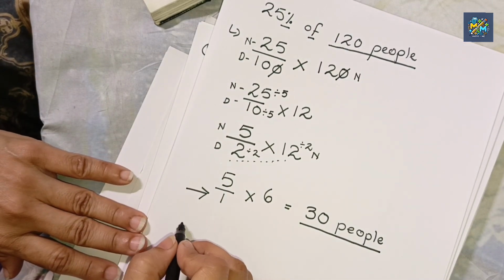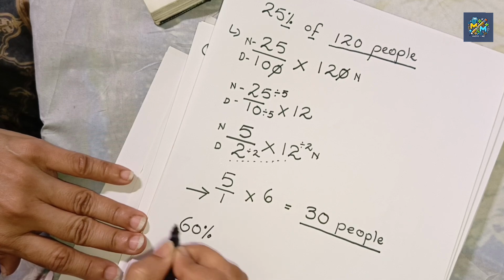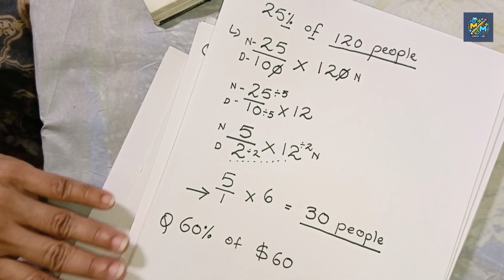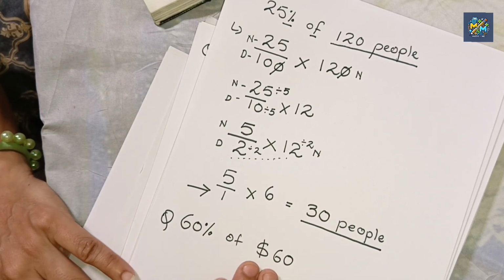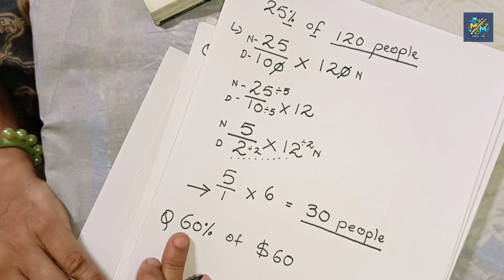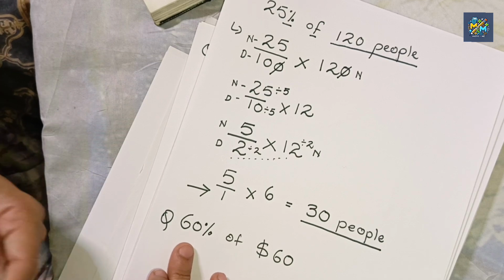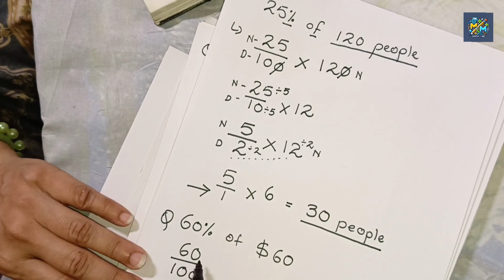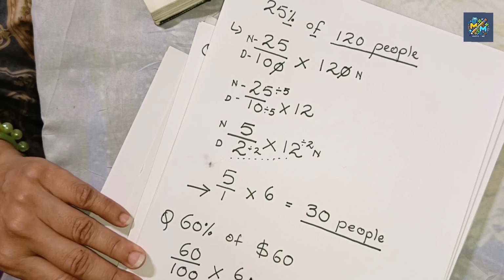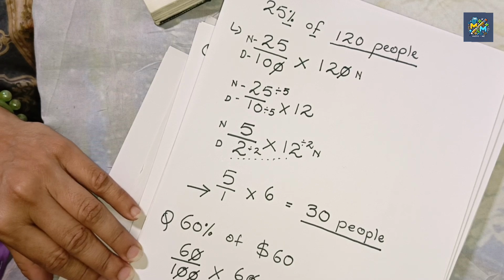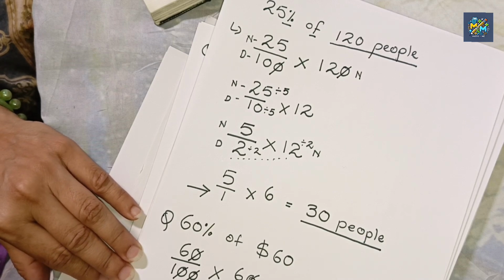One more sum I'm going to do over here. 60% of $60. So I am having $60, and I need to know what will be 60% of the dollars in terms of dollars. So same way we are going to use in practice. 60 upon 100 multiplied by 60. So this 0 will be gone by this, and this will be gone by this. So what is left? 6 into 6 equals 36.